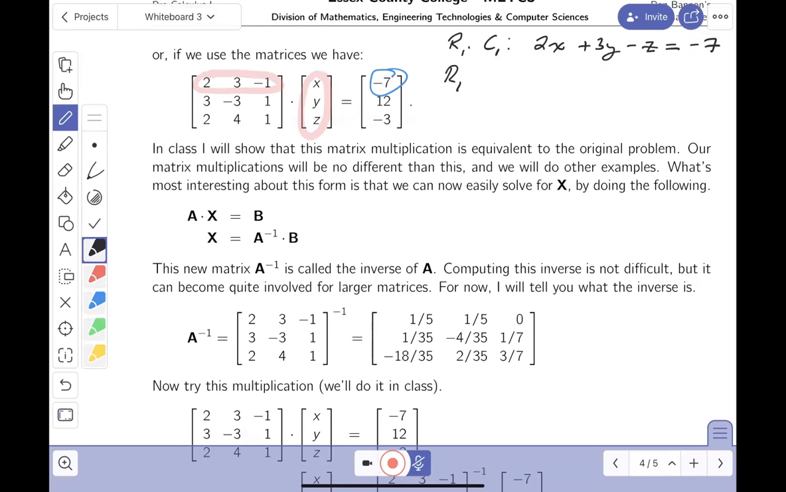Now let's do row 1. I'm sorry, not right. I'm sorry, row 2 times column 1. What do you get over there? 3x minus 3y plus z equals row 2, column 1 of the outcome, which is 12. All right, let's do the next one. Row 3 times column 1 is going to give me what? 2x plus 4y plus z is equal to minus 3.